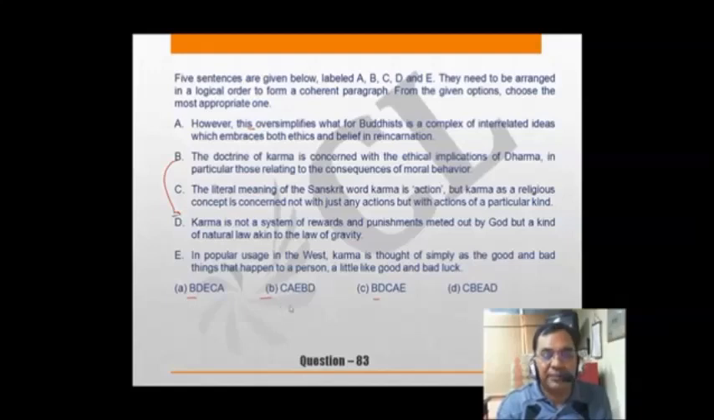Okay, let's see C, because both BD was given. C. Karma is not a system of rewards and the law of gravity. The literal meaning of Sanskrit karma has become a religious concept, just any action of a particular kind. So after C, B can be. After that, moral behavior. E, in particular usage in moral quest covers the good and the bad. Yeah, after that B, moral behavior. B has moral behavior, E has moral behavior. So therefore I'll go for D as the answer. Okay, and hoping that it will be correct.